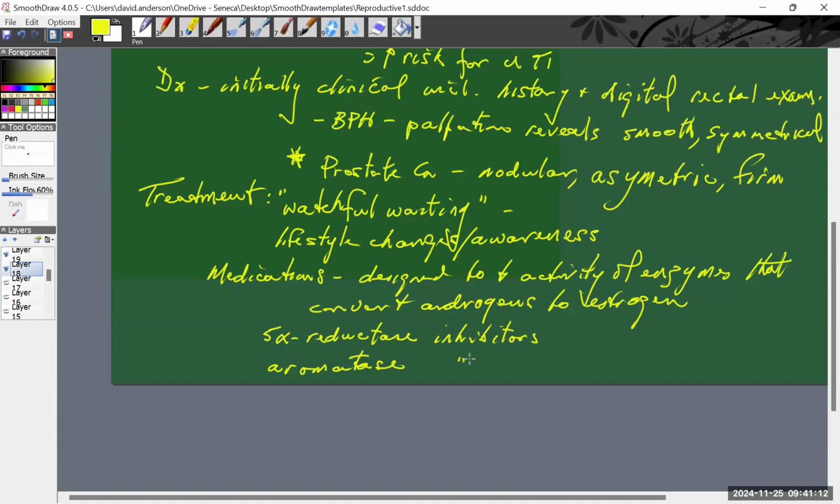So these are the types of medications that can be applied to try to reduce that proliferative effect that estrogens have on the estrogen receptors of a prostate gland. Now, I'm just going to put over here, because I don't want to start a whole other section: surgical options include options that would be designed to remove part of the prostate gland if they're not improving with these other less invasive mechanisms.